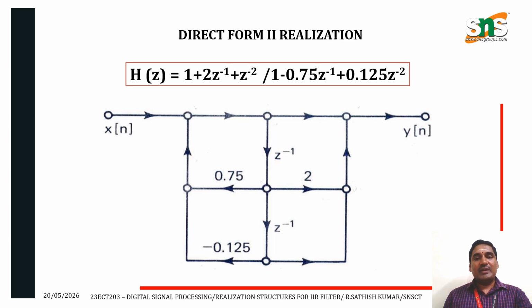Y of n, we can multiply it with 1. Y of n multiplied with z inverse, we can get 2 into z inverse. Again multiplied with z inverse, we can get z power minus 2.